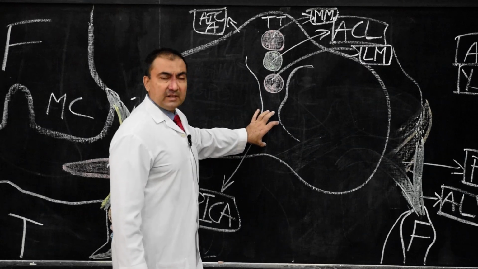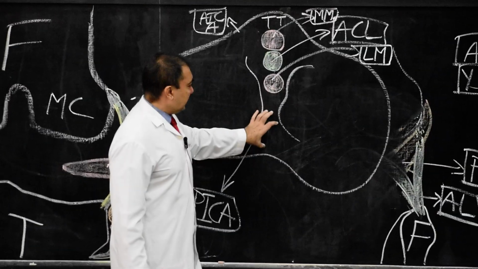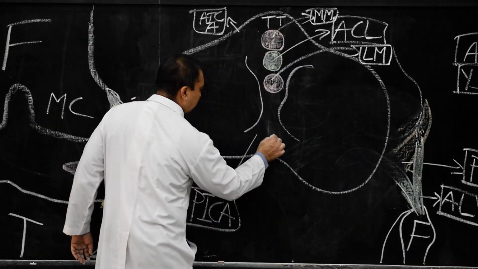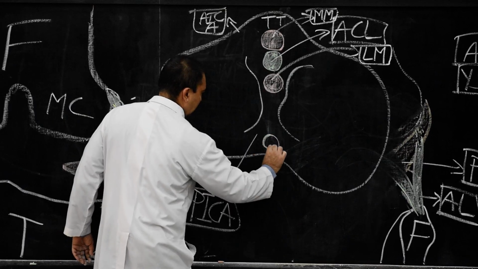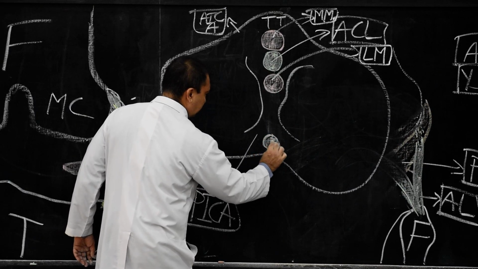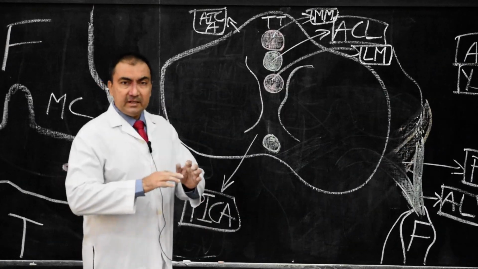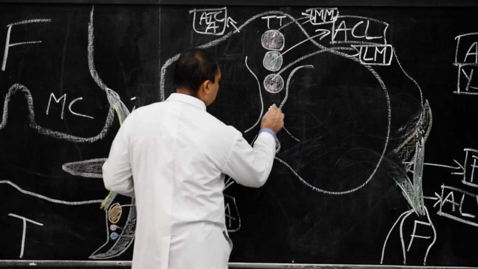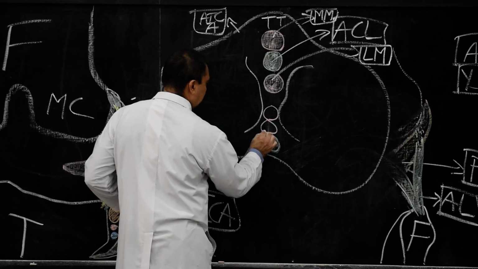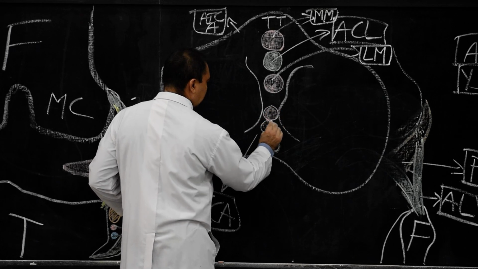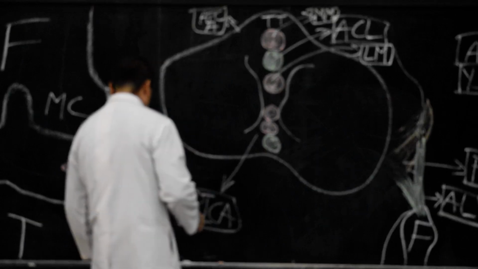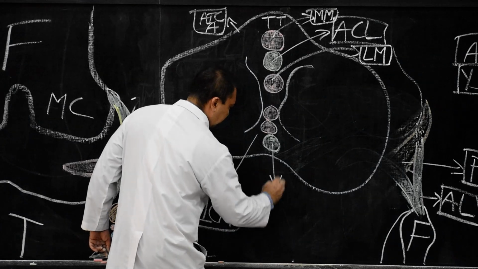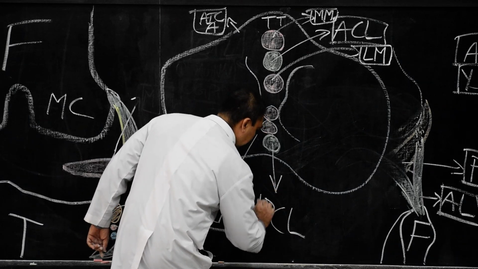Now, in the posterior intercondylar area, what we need to show is the location of the posterior cruciate ligament. So the posterior cruciate ligament, if I draw over here, this is its location. It is always located behind the posterior horns of medial and lateral menisci. So here I am going to draw these two, medial and lateral menisci. These are the posterior horns of medial and lateral menisci, and the posterior cruciate ligament is located behind them.